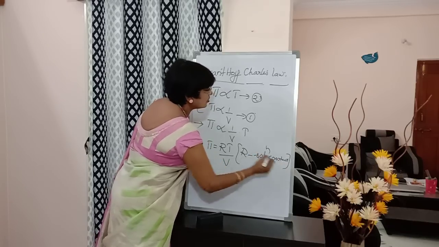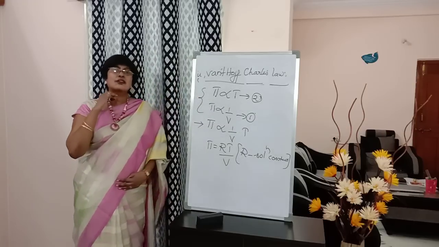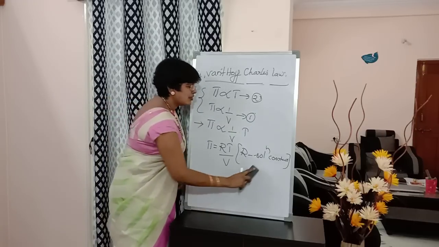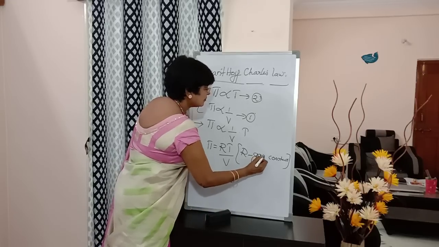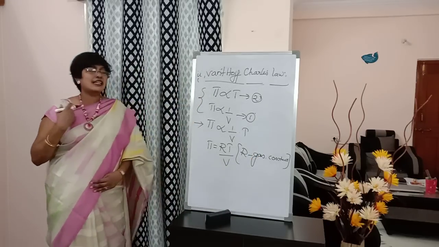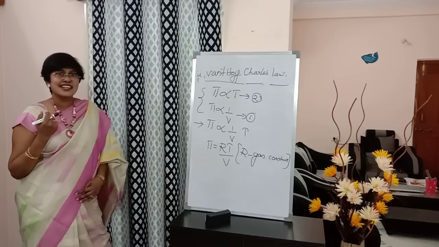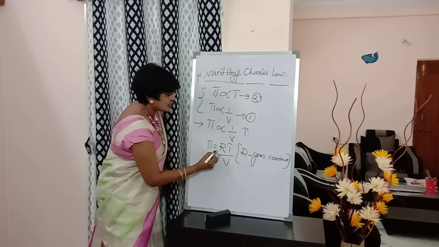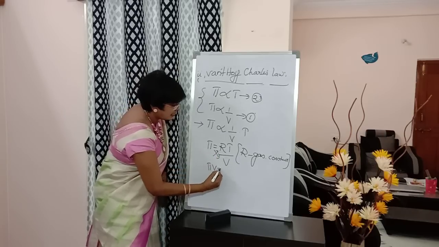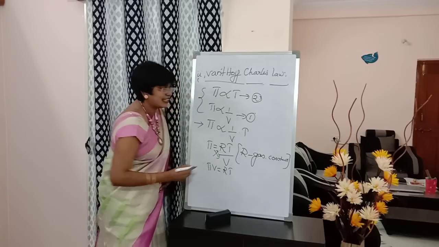So we can also call it the solution constant, or if it is confusing you, you just write the gas constant. Okay, where R is gas constant. Cross multiplication. What do we get? Cross multiplication. Pi V is equal to RT.